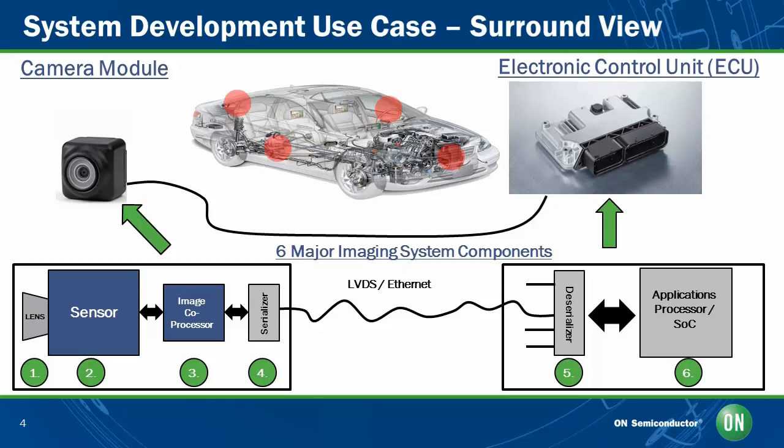And then last but not least, the important component is the application processor, or the SoC or FPGA, that would be in the surround view system, potentially stitching all of these images together and doing some distortion correction for the viewer or the driver or passenger. So again, there's the 6 major components that you have here.